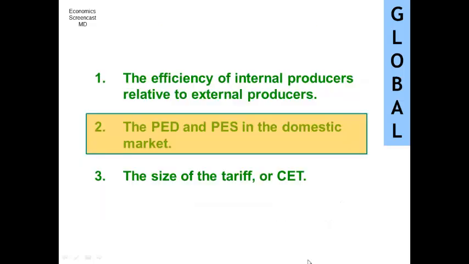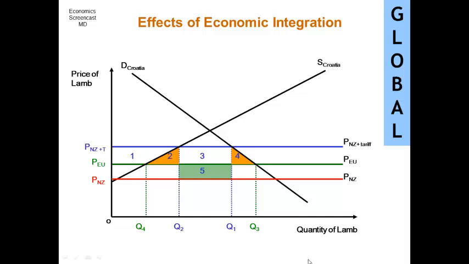We'll now look at the price elasticity of demand and the price elasticity of supply in the domestic market. We'll still use the market for lamb in Croatia. So we're representing the supply of lamb domestically in Croatia and the domestic demand for lamb in Croatia. Now what we'll do is consider the possibility that domestic supply and domestic demand conditions can change.